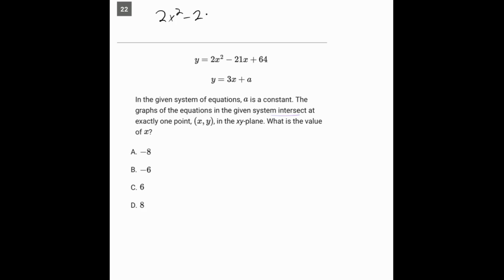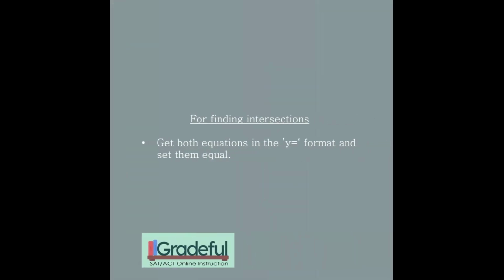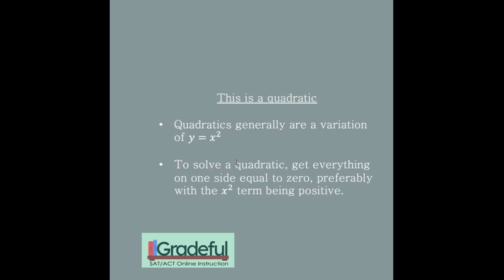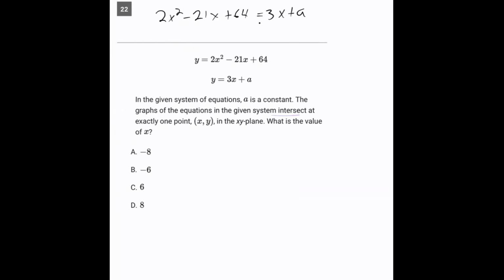2x squared minus 21x plus 64 equals 3x plus a. Now here we have a quadratic situation, and the instinct needs to be to get everything on one side equal to 0, preferably with the x squared term being positive. So for us, that means taking away 3x and taking away a from both sides. So 2x squared minus 24x plus 64 minus a equals 0.